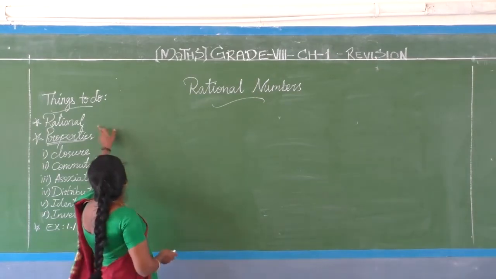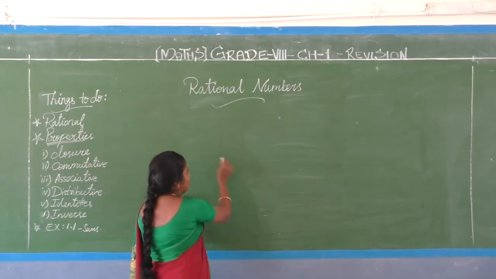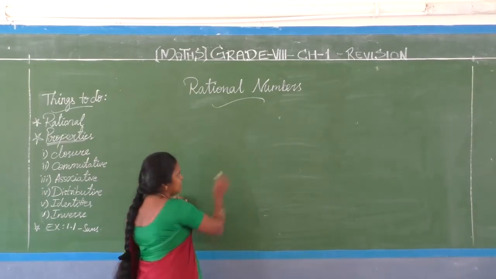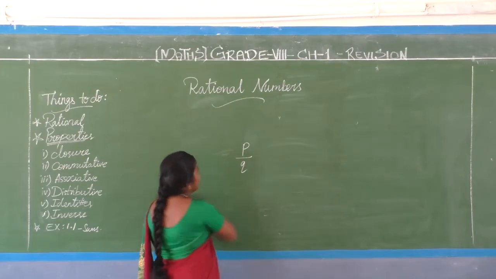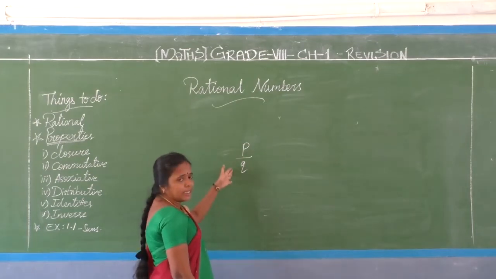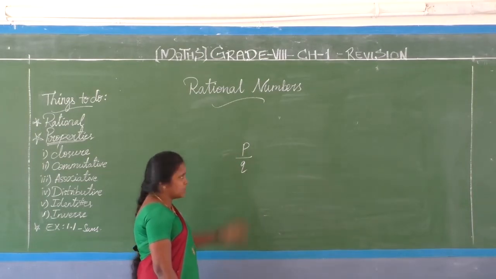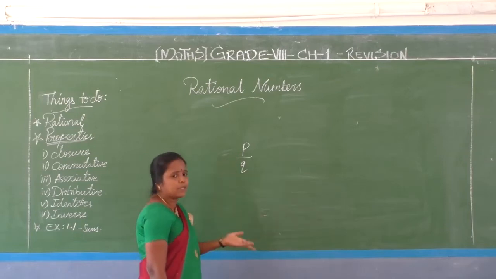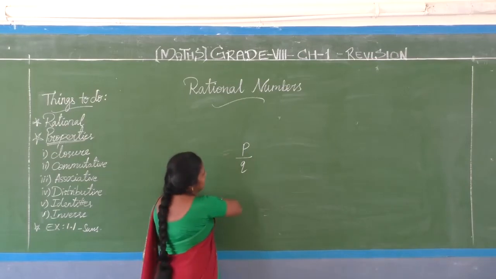What is a rational number? A rational number is the form of a fraction with the sign. In general, rational numbers are the numbers which can be written in the form of P by Q, where P and Q are integers. P and Q integers means positive, negative together with 0. So, this is a rational number.